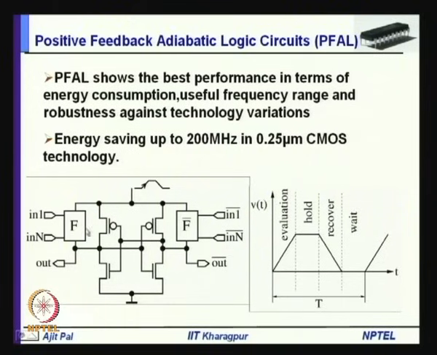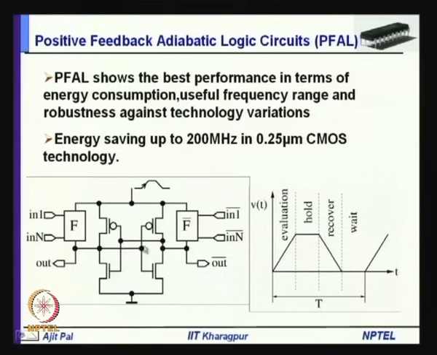And the circuit operates in 4 phases, as you can see. During this part, evaluation takes place. Evaluation means that in this part the inputs are stable, and the output is charging from 0 to some level, say VDD. During this evaluation, these output nodes will charge to certain values, because depending on the input combination, one of them will be 0 and one of them will be 1.